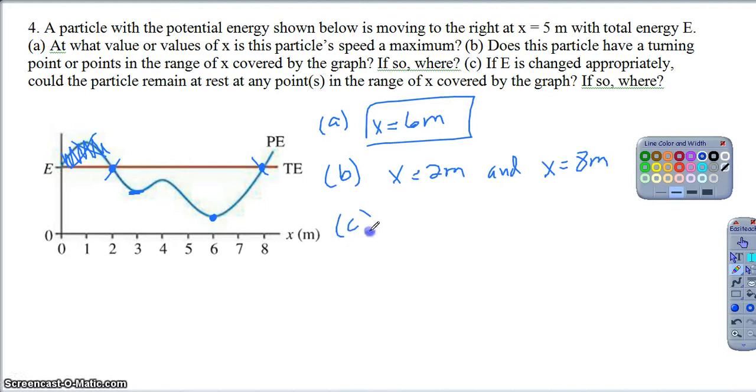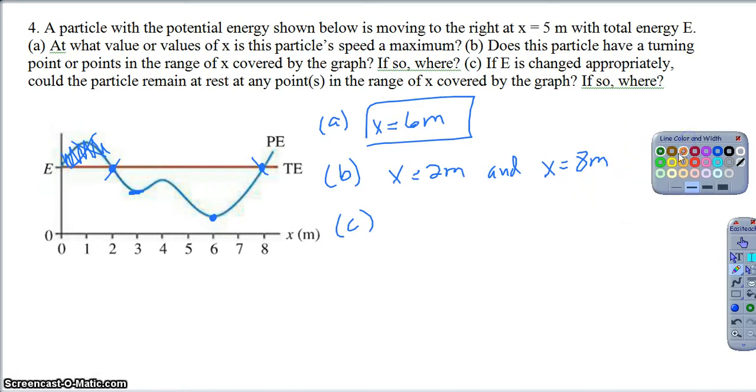So then for part C, if E is changed appropriately, so this allows me to work with E wherever I want it to be, could the particle remain at rest at any of the points in the range covered in x by the graph, and if so, where? So are there any locations at which the particle could remain at rest if it were to be placed at that location? And the answer is yes, right? If we take the energy and I'm allowed to adjust it wherever I want.